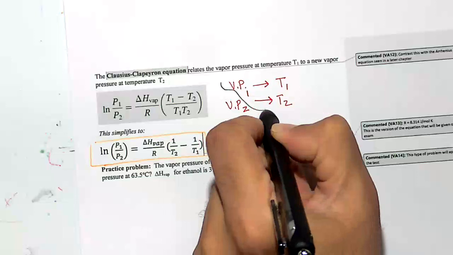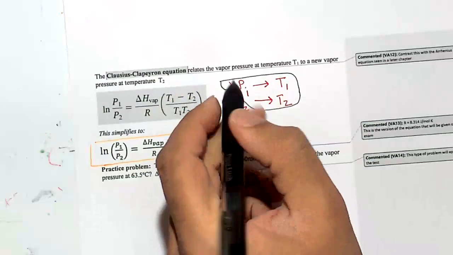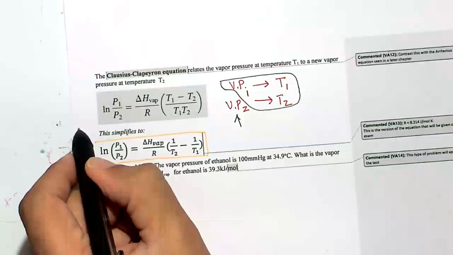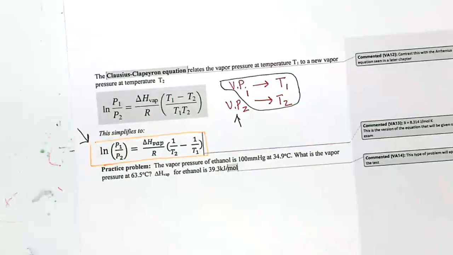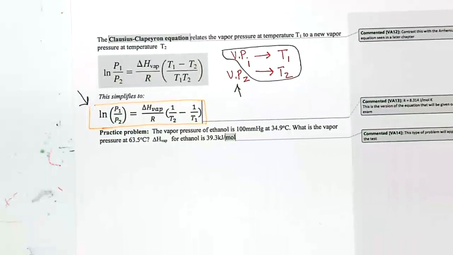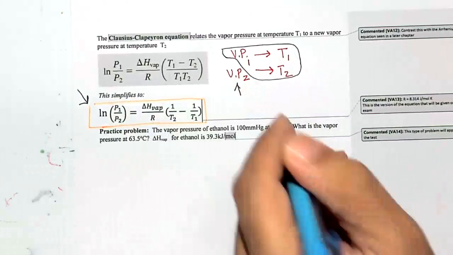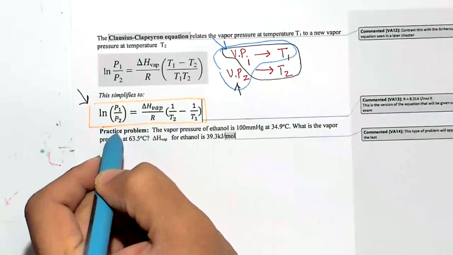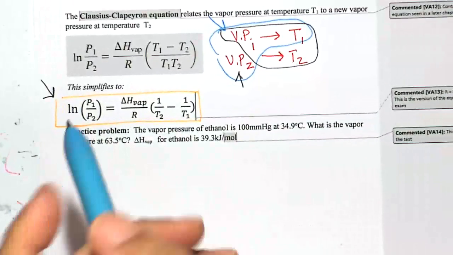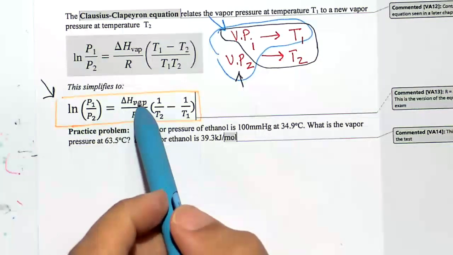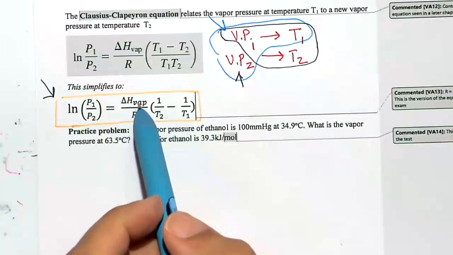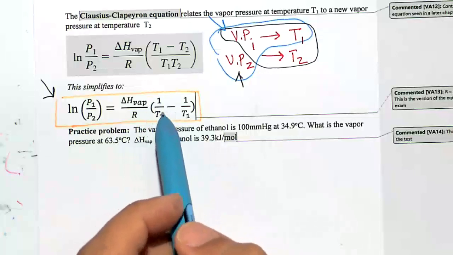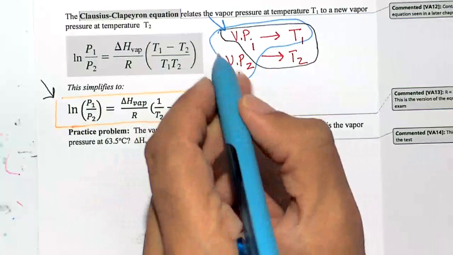Okay? So the idea behind this equation, if I give you any 3 of these, you should be able to find the 4th. So this equation helps us to do that. Any of these 3 variables, the other one you should be able to find utilizing this equation. So the natural log of P1 over P2 equals delta H vap, vaporization, energy required to vaporize 1 mole, divided by R times 1 over T2 minus 1 over T1.